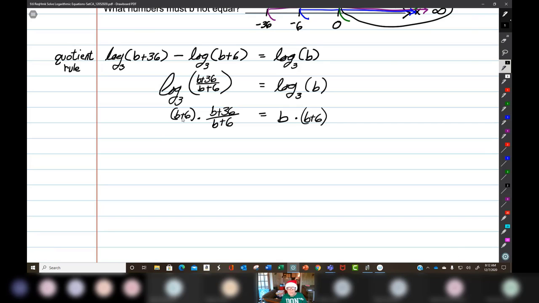Okay. Now over here, I'll say B plus 6 over 1 so that I can just be aware of what's on the top and what's on the bottom. Because when you're multiplying fractions, you can cross cancel, when what's up here is the same as what's down there. So I will cancel. B plus 6 is gone from the left side. I'll have B plus 36 equals B times B plus B times 6, which is B squared plus 6B.